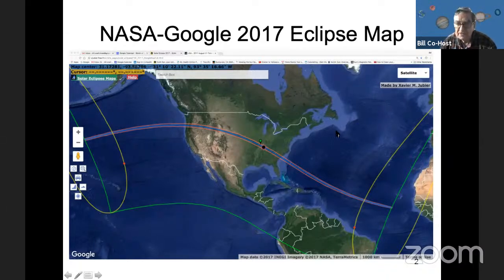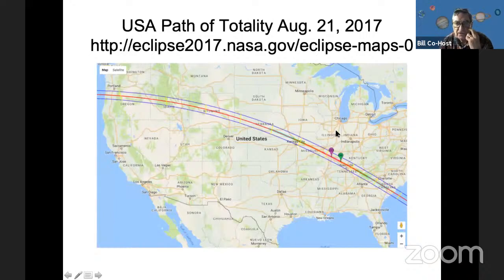So let's just see what else we got. If you zoomed in on their maps, you can sort of see this. The maps show the center line of the eclipse as the red line. And then as you move toward the blue lines, you get less and less of the total eclipse.